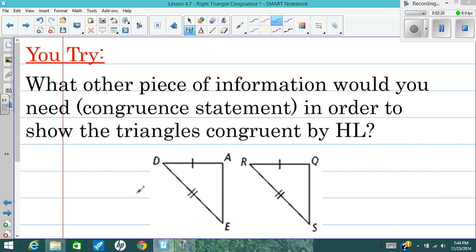So very short video, obviously. So try this one you try, very similar to the last one. Figure out what other piece of information you would need to prove these two triangles congruent by hypotenuse leg. And we will see you in class.